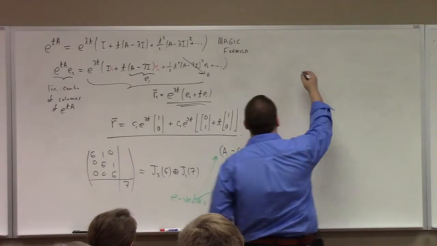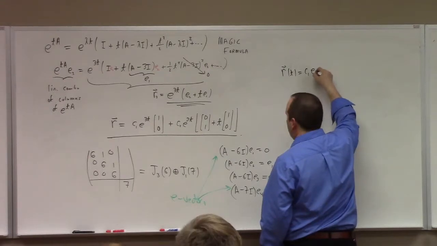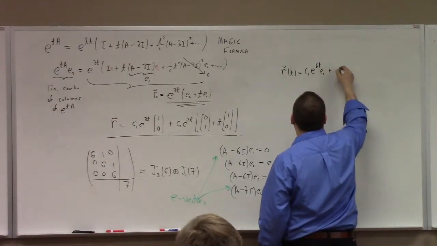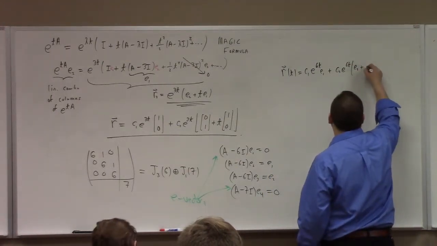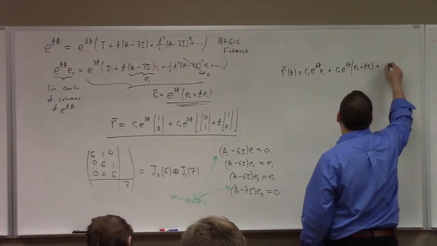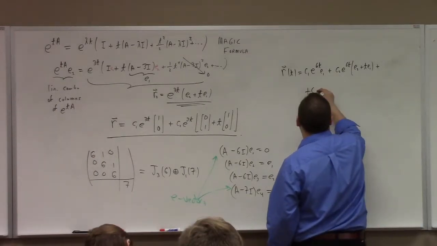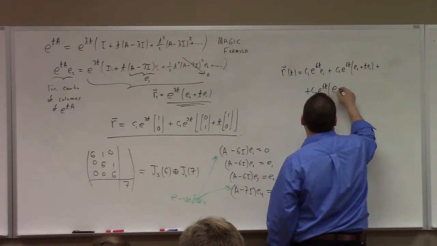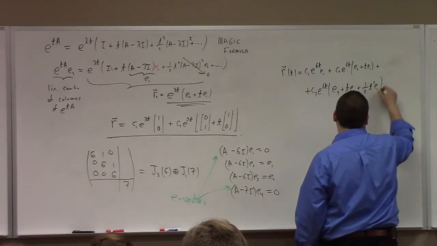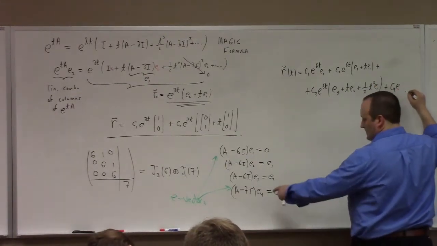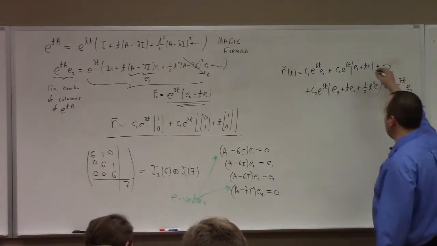And in particular, the solution is going to look like this: C1 e to the 6t e1 plus C2 e to the 6t times e2 plus te1, plus C3 e to the 6t times e3 plus te2 plus 1/2 t squared e1, and then plus C4 e to the 7t e4. So there's another example without going through a lot of the details. That's how it would work out.